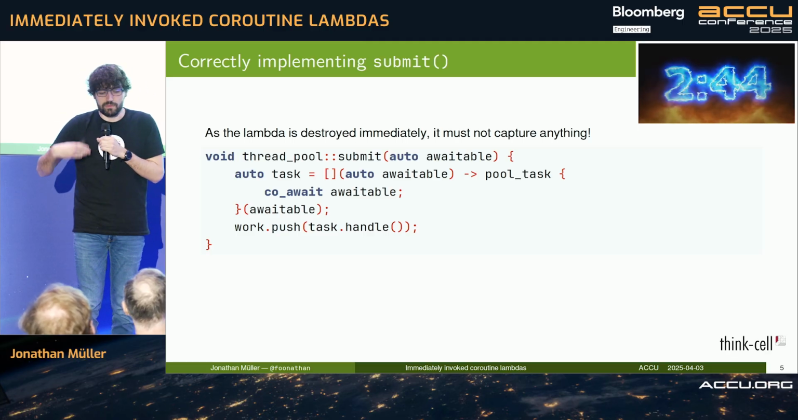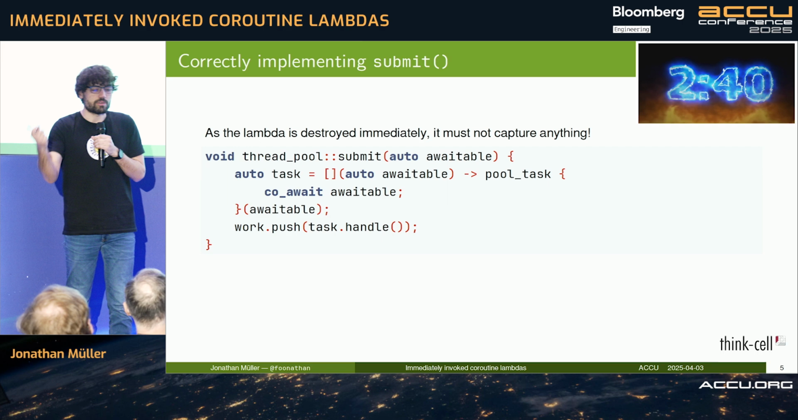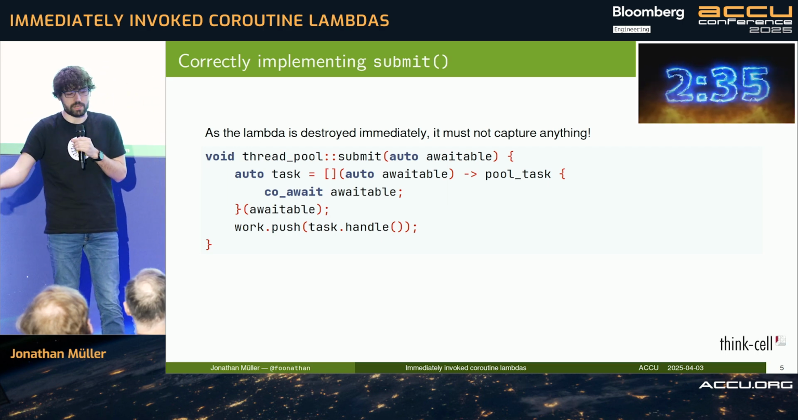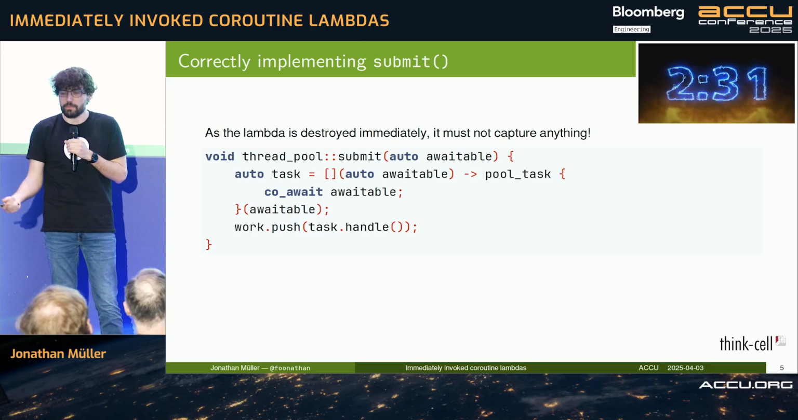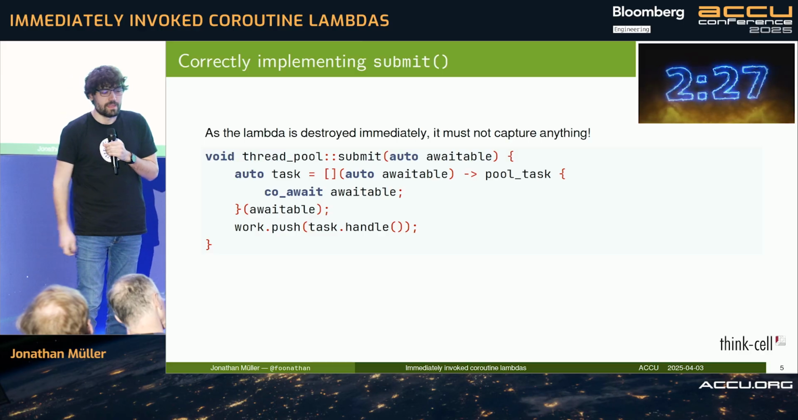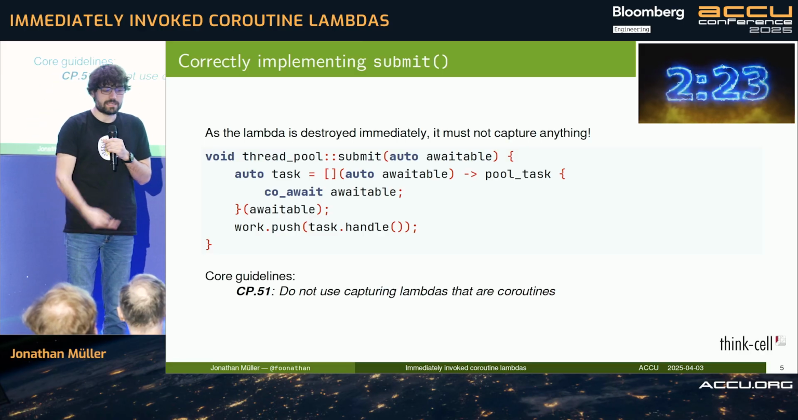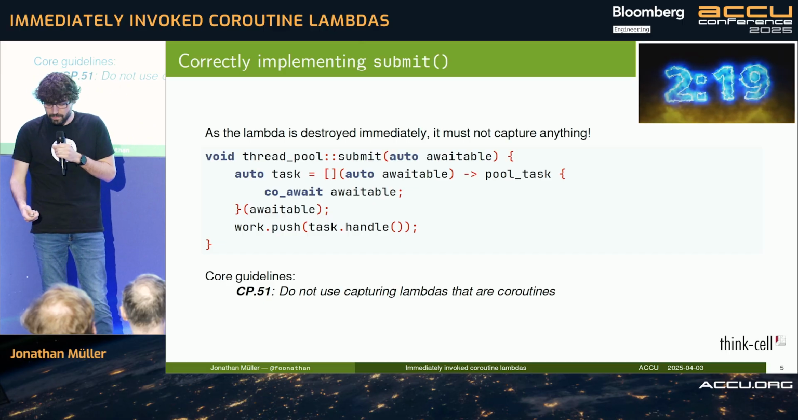So if you have an immediately invoked coroutine lambda, it's destroyed immediately. It must not capture anything. So you have to pass the thing by parameter, because the parameters are copied into the coroutine frame, but not the this pointer. I mean, the this pointer is also copied, but not the actual lambda. So the naive code is actually undefined behavior, because this is C++. And thankfully, we have the core guidelines that actually say, do not use capturing lambdas that are coroutines, because you run into this issue.